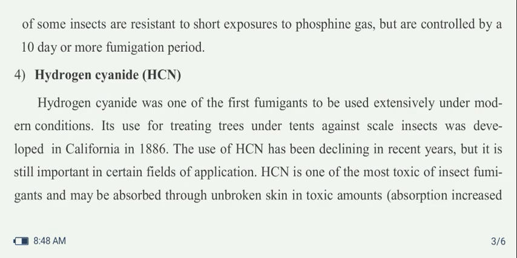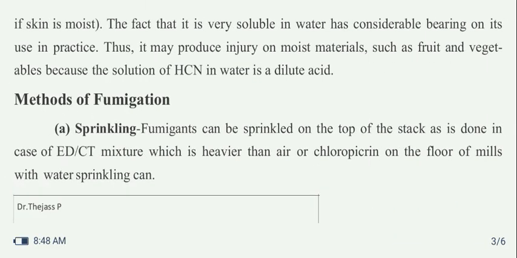Hydrogen cyanide is one of the most toxic of insect fumigants and may be absorbed through unbroken skin in toxic amounts. Absorption is increased if skin is moist. The fact that it is very soluble in water has considerable bearing on its use in practice. Thus, it may produce injury on moist materials such as fruit and vegetables because the solution of HCN in water is a dilute acid.